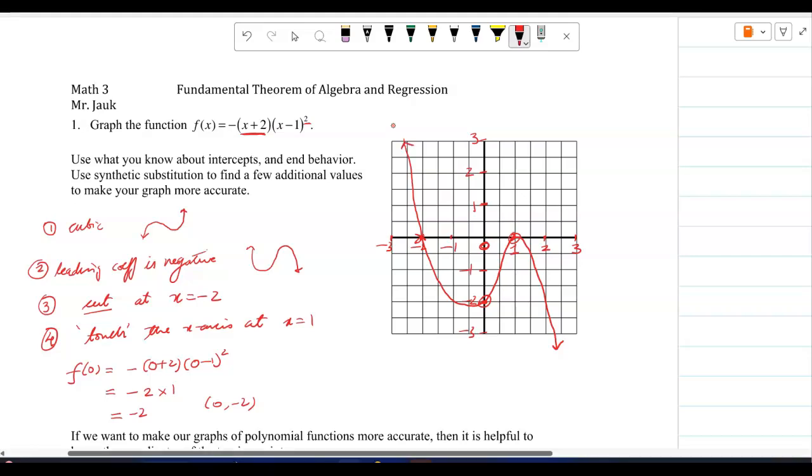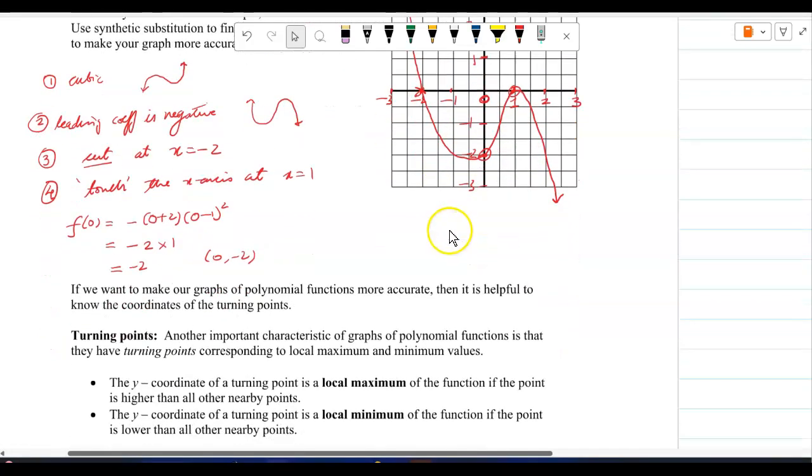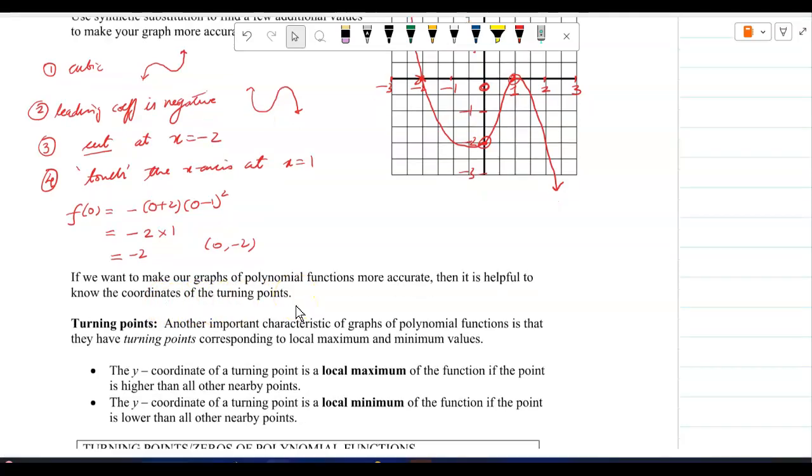Check using your calculator. You can take x as 2, x as minus. He said all you need is 3 points. Any graph, all you need is 3 points. If you then you have to get the coordinates of the turning point. Now, what is turning point?